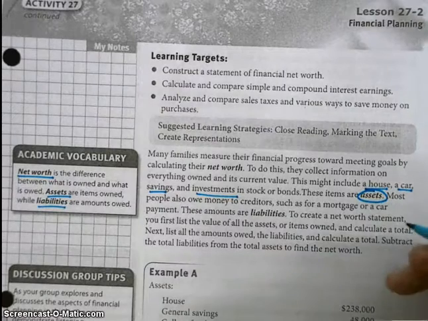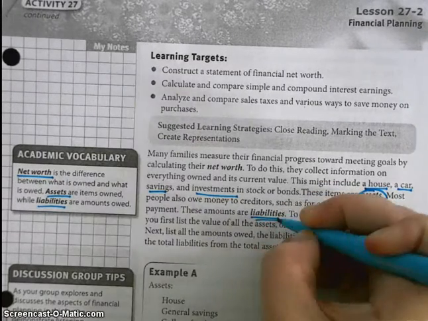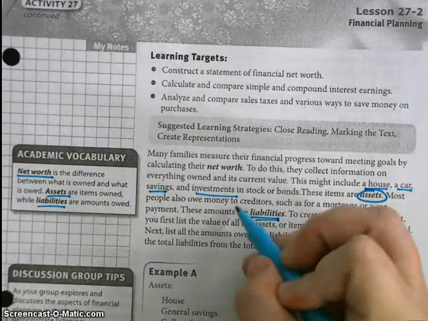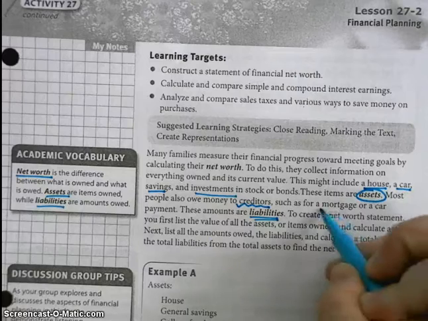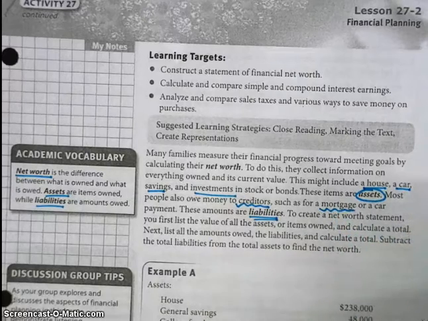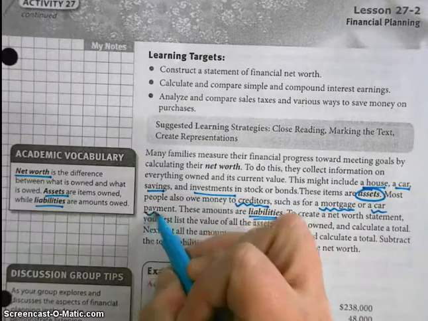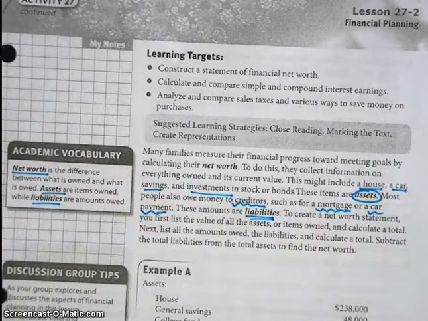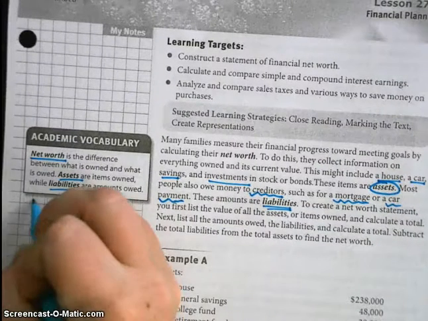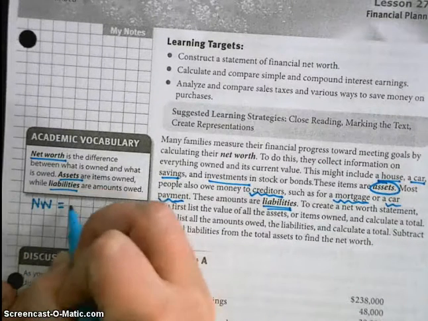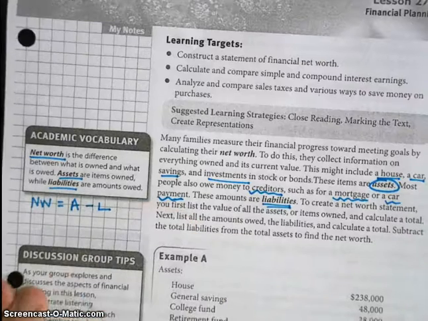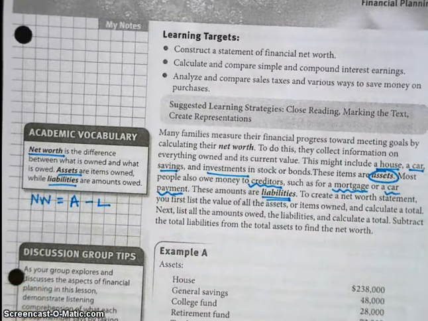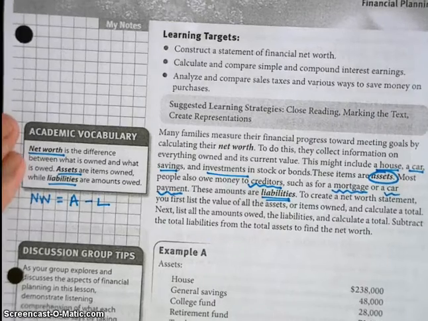If we owe money on things, those are called liabilities. So liabilities might be credit cards, how much you owe on your house or your car. If you have any loans, those are also liabilities. So net worth is calculated by assets minus liabilities. It's a very simple equation. We do have to be able to label what is an asset and what is a liability. So we're going to take a look at some examples.